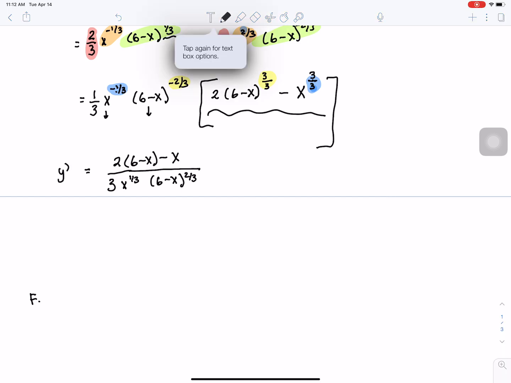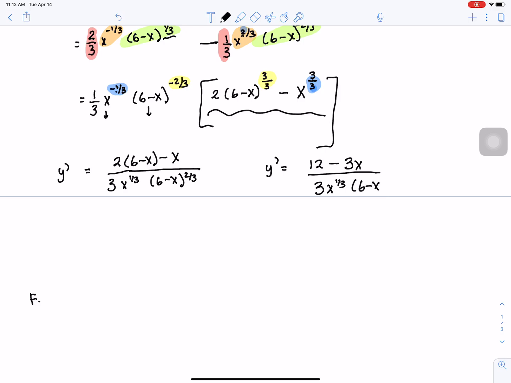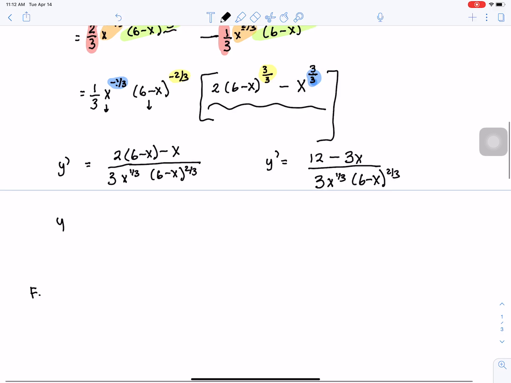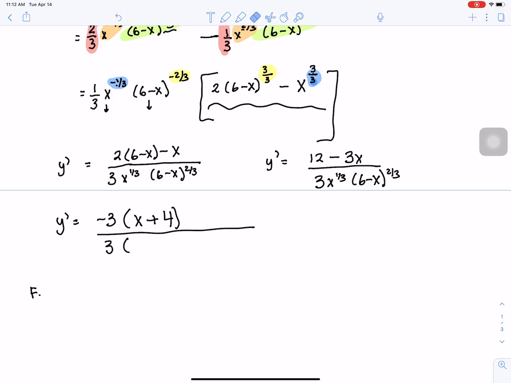So y prime equals 12 minus 2x, and then another minus x makes 12 minus 3x over 3x to the 1/3, 6 minus x to the 2/3. So again, I can do one more cleanup step. I'm going to factor out a -3. I'm going to be left with x plus 4 divided by 3x to the 1/3, 6 minus x to the 2/3. And then I'm going to do one more cleanup step. So this 3 and that 3 will cancel each other out.